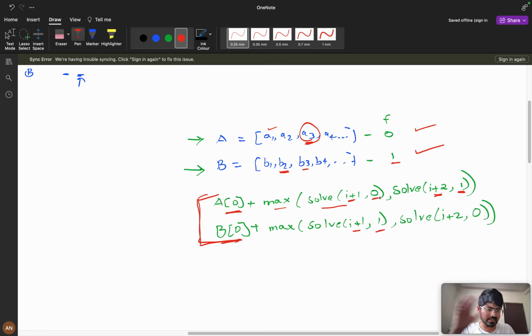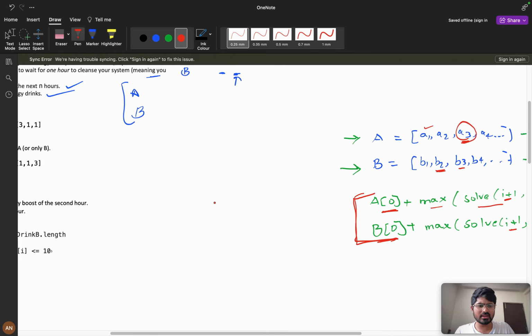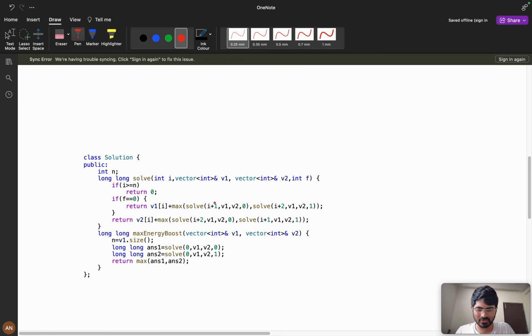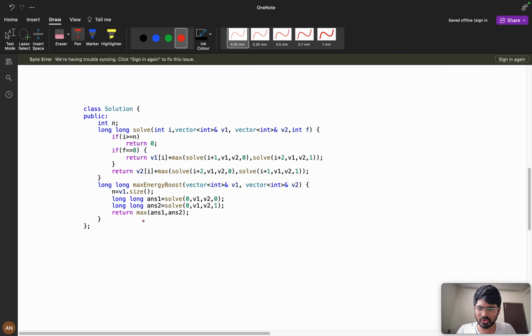Now let's code it. Now let's see how exactly we can code this. It's simple. After getting this approach, try to code it by yourself. If you are coding it by yourself, then you can think about how exactly the states work. I am hoping that you have tried for a couple of minutes and solved it. If you haven't solved it, you can watch the next part of the video. Now here we are going with answer equals 1, solve 0, v1, v2, f 0. f is my type of drink, which type of drink I am drinking.